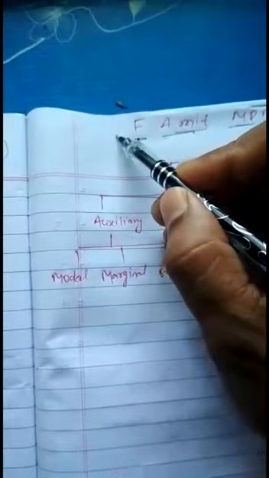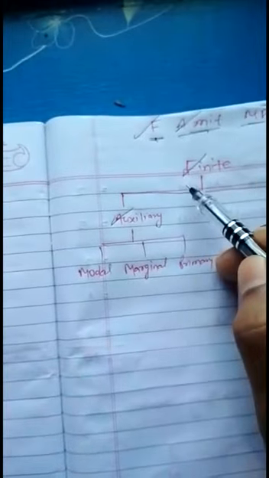Now this F stands for finite. This A stands for auxiliary verb. This M stands for main verb. This I stands for intransitive verb. This T stands for transitive verb. This M stands for modal helping verb. This P stands for primary helping verb, and the last M stands for marginal helping verb. I expect this trick will help you a lot to keep all the things in your mind properly.